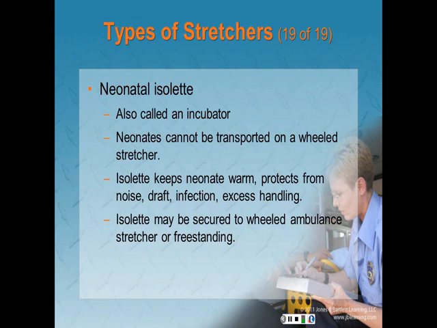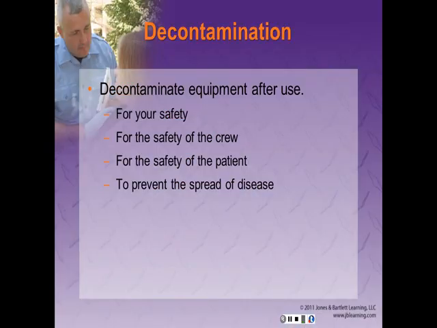Neonatal isolettes. A neonatal isolette is also referred to as an incubator. Neonatal patients cannot be transported on a wheeled ambulance stretcher alone. The isolette keeps the neonatal patient warm with moistened air in a clean environment. It protects from noise, drafts, infection, or excess handling, and it can be placed directly on the wheeled ambulance stretcher and secured with seat belts, or be freestanding and secured into the back of an ambulance in place of where the standard stretcher would be.